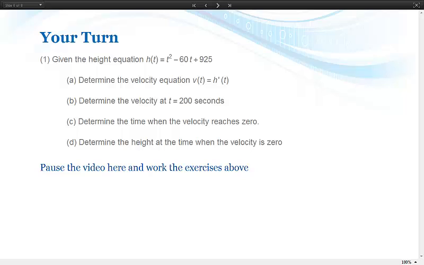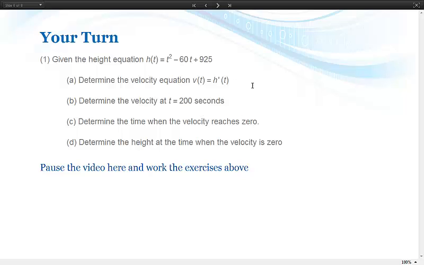Okay, so first a new velocity problem. Given the height equation, h of t is t squared minus 60t plus 925. First determine the velocity equation, that's just the derivative of the height equation. Determine the velocity at t equals 200 seconds. Determine the time when the velocity reaches 0.